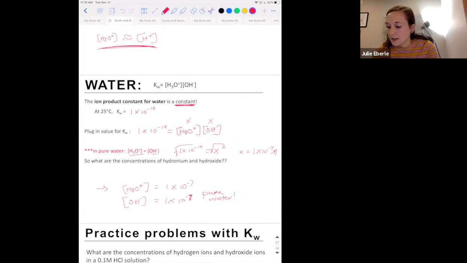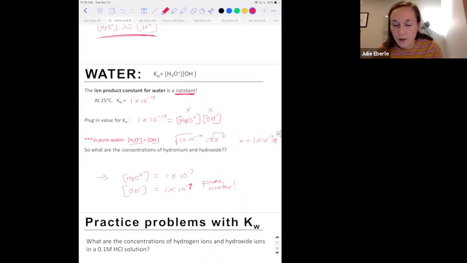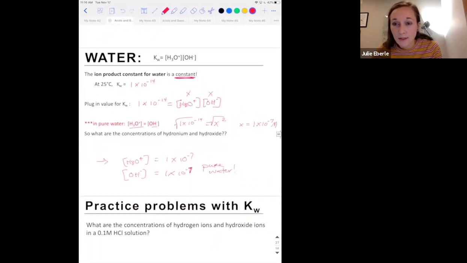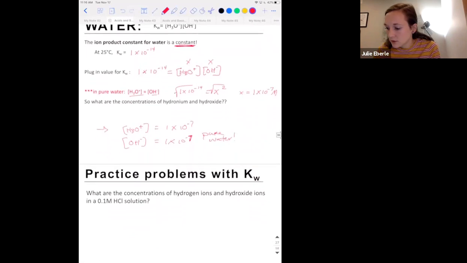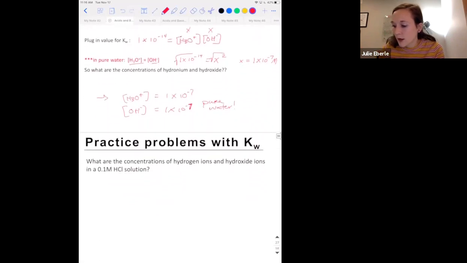All right. So what's the point of all this? Well, we're actually going to start putting this into some practice problems and seeing how this helps us. We're building up to learn about pH, which is a big, big deal. So we're going to do a practice problem with Kw. Okay. What are the concentrations of hydrogen ions and hydroxide ions?